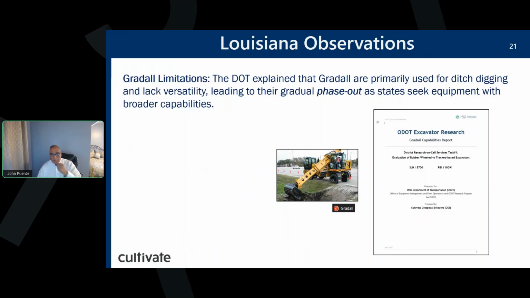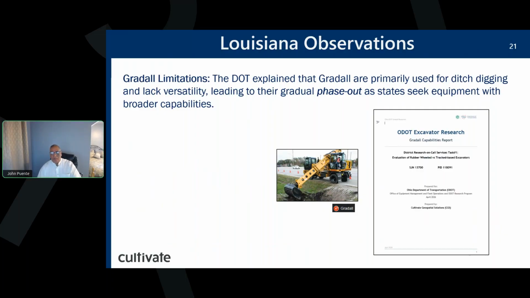Okay, Gradalls. The Gradall limitations were the reason that Louisiana began looking for equipment with broader capabilities. And it was actually the biggest reason for beginning a phase out of that type of equipment. That's not to say that the Gradall doesn't have a place in your fleet. Overall, states concluded that the Gradall was best suited as a piece of specialized equipment, and they can deploy that where its unique capabilities provide clear operational value.